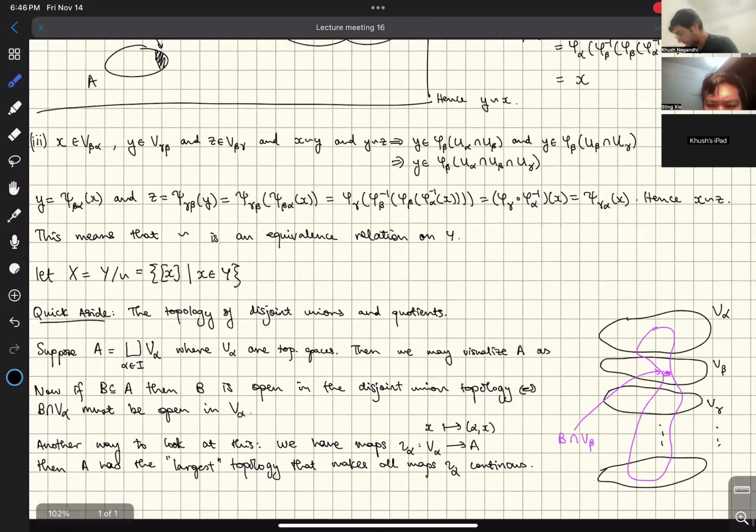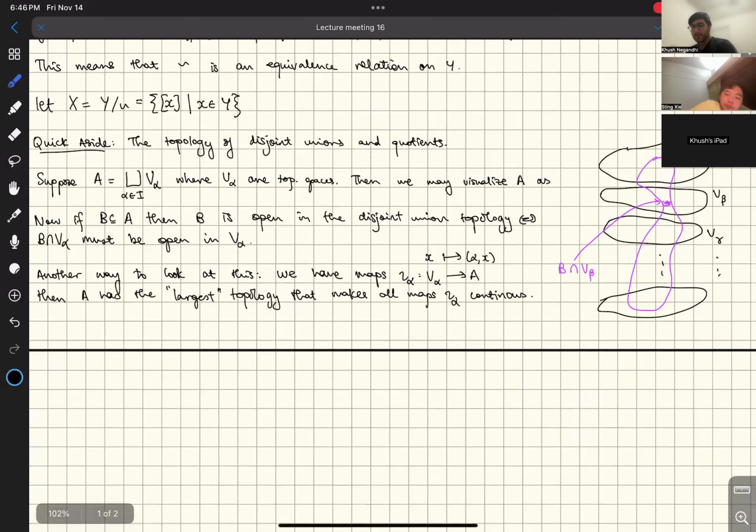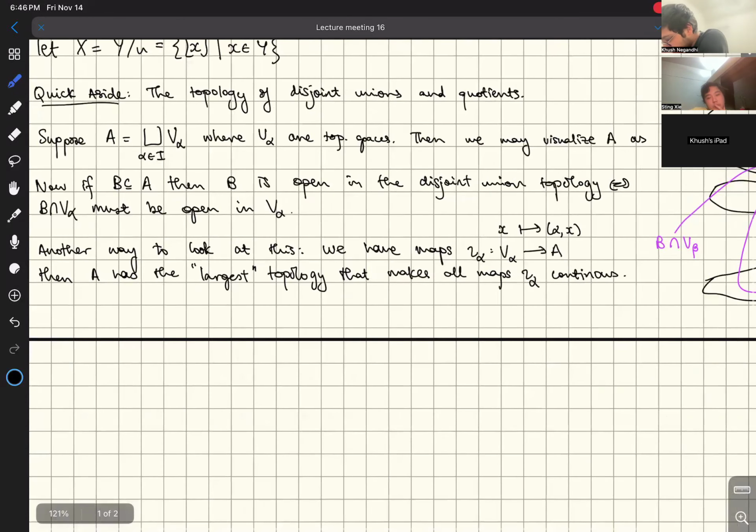I forget the name. This is either called the initial topology or the final topology. I forget which one. Are there any questions about the topology on the disjoint union?